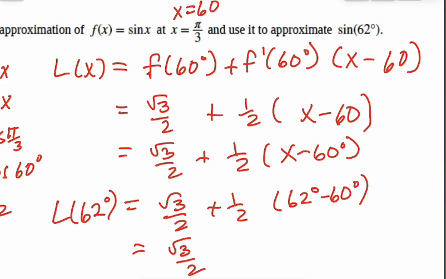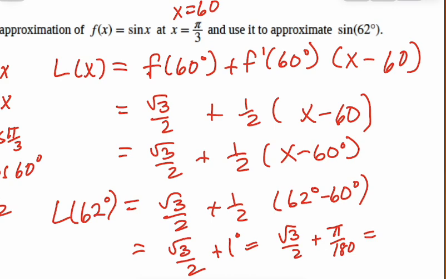1/2 of 2 is 1, so that would be 1 degree. I'm just trying to think about if we have to use radians. Yeah, I'm thinking we do. So we'll just convert them right now. Every degree is related back to 180. So we tack on a pi and put it over 180. So I think that's what we need to do.